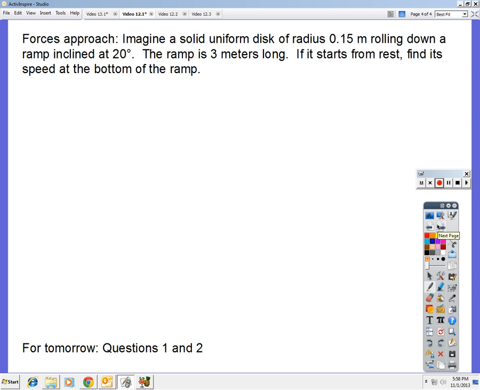Now, we're going to work this problem with the force approach. I'd encourage you to work it through from an energy approach too. Make sure you get the same answer. I'm not going to do that in this video. But we've got a wheel, which we're going to treat as a solid disk of radius r, rolling down a ramp that's angled at 20 degrees, and I'll just call that theta for now.